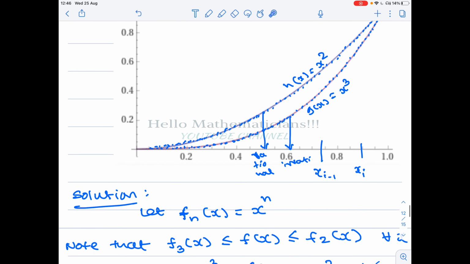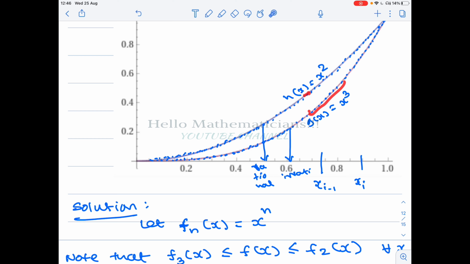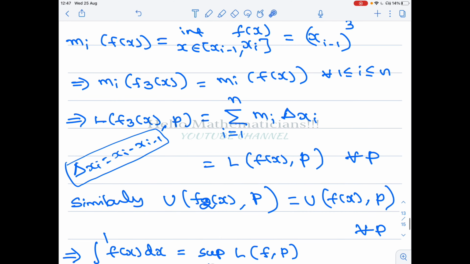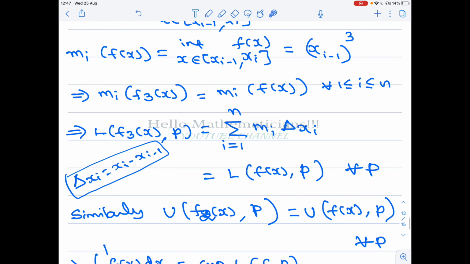Again, if you look at the supremum of the function f of x in the interval xi minus 1 to xi, the supremum will occur at x square. Therefore the supremum will be xi square. Similarly, you just do the same thing and you will get that the upper sum of f2 of x with respect to the partition p is equal to the upper sum of f of x with respect to the partition p.